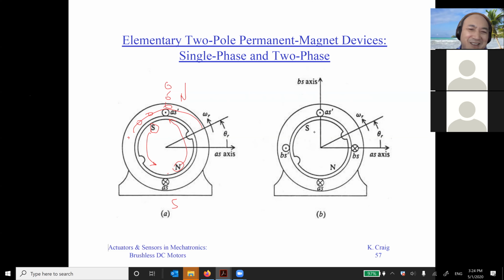So N and S. So then N will go to S, S will go to N. Or you have this is N, this is S. So anyway, S will go to N, N will go to S. Okay. So that they have an alignment. Okay, alignment.